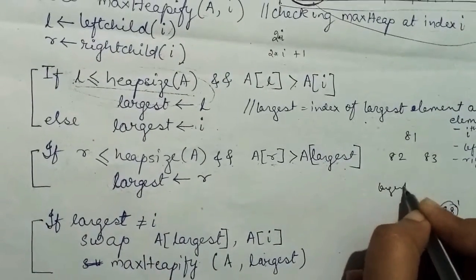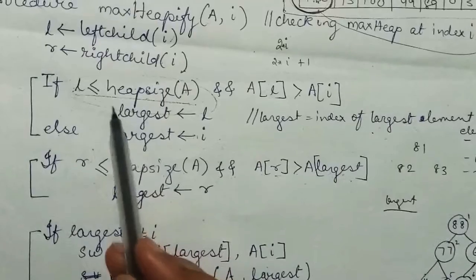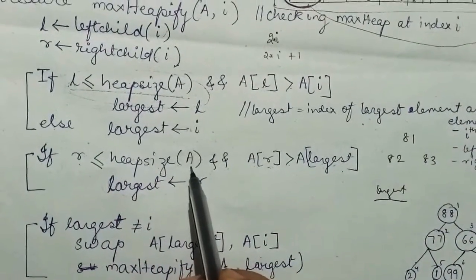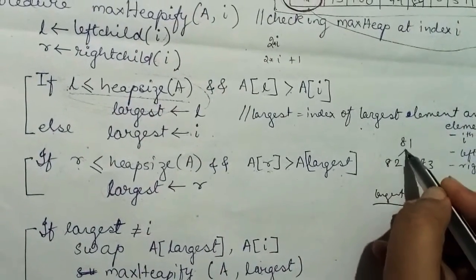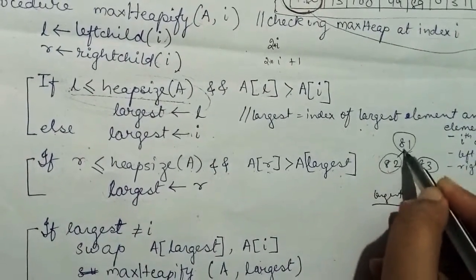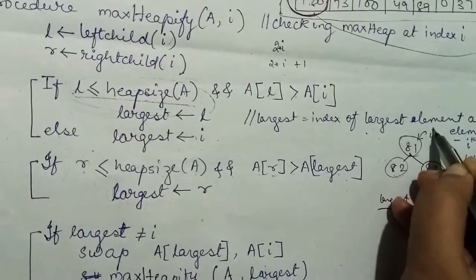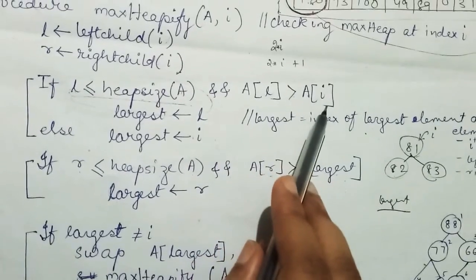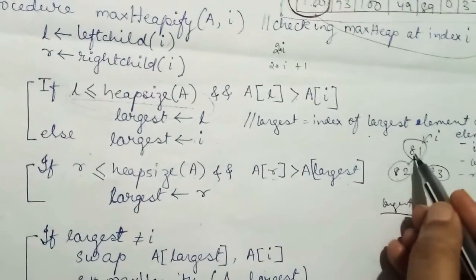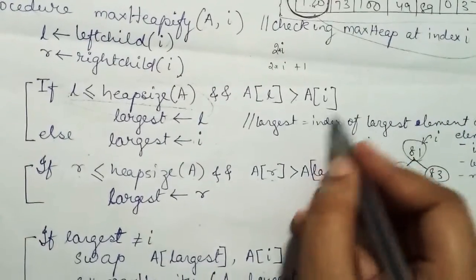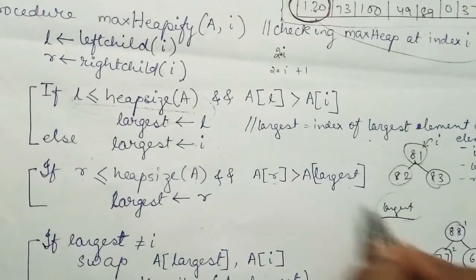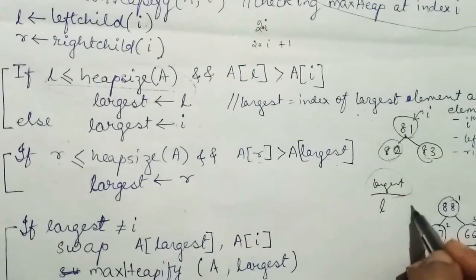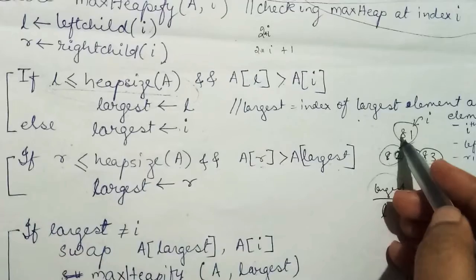Initially largest is not initialized to anything. So if L is less than heap size, we assume that L and R are both less than the heap size. That is, we consider all three nodes. This is my I. If A of L is greater than A of I, it means 82 is greater than 81. This condition is satisfied. Therefore largest now has the value L. Had it been 80, largest would have taken the value I.